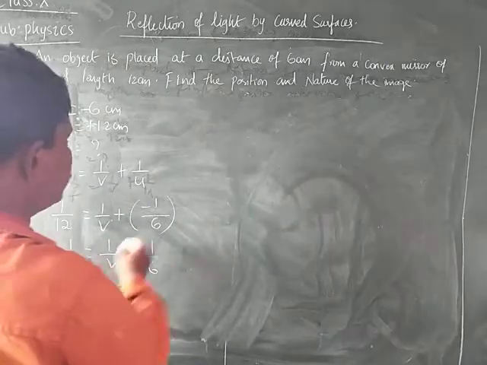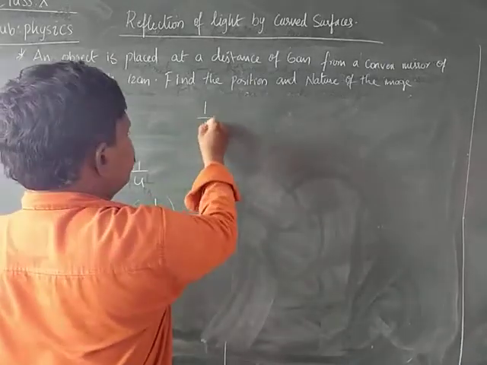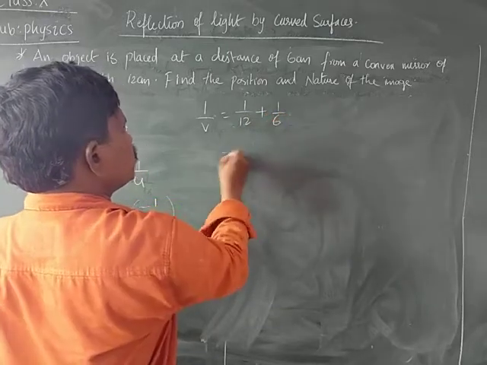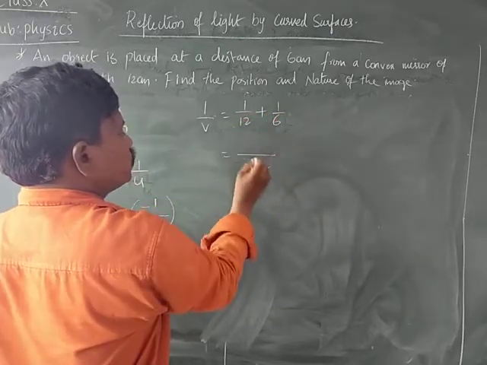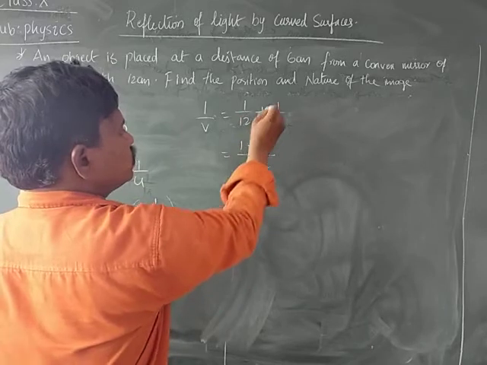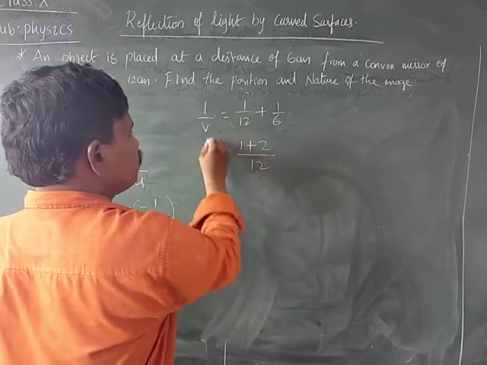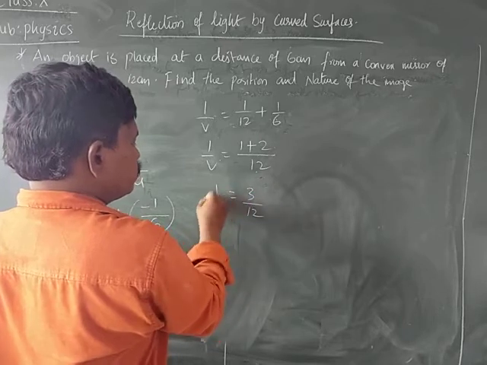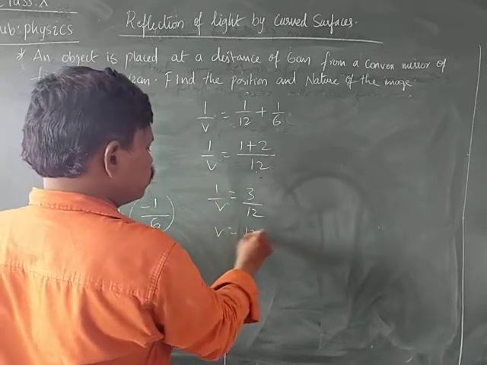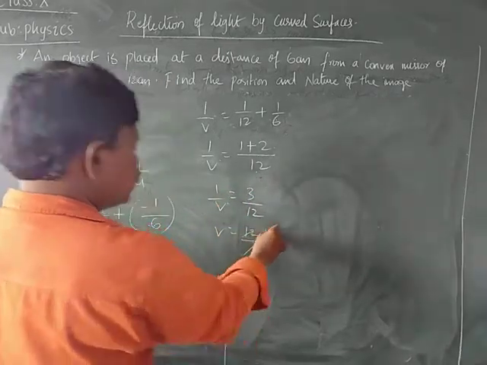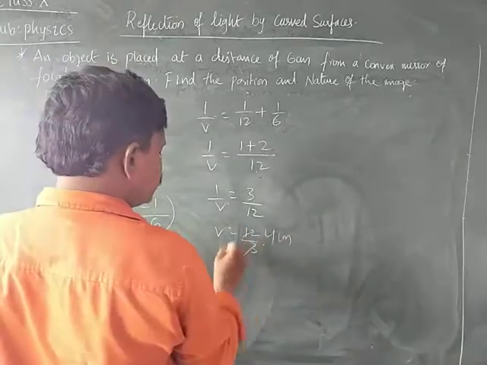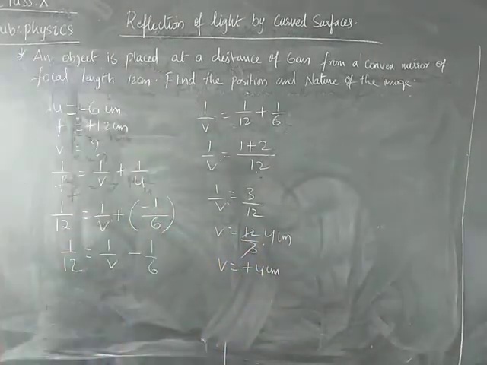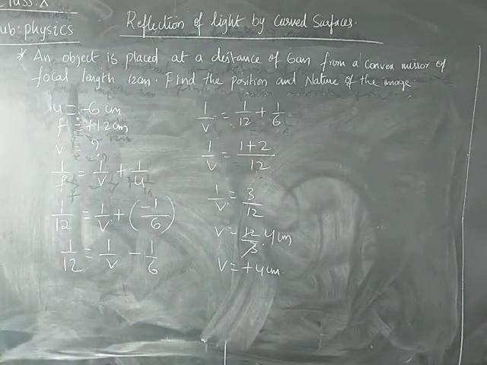Transposing this minus 1 by 6 to that side, we get 1 by v is equal to 1 by 12 plus 1 by 6. LCM is 12. 12 1s are 12, 6 2s are 12. Therefore 1 by v is equal to 3 by 12. Therefore v is equal to 12 by 3, 3 4s are 12. How much is it? We are getting v is equal to plus 4 centimeter. v we are getting as plus 4 centimeter, children.